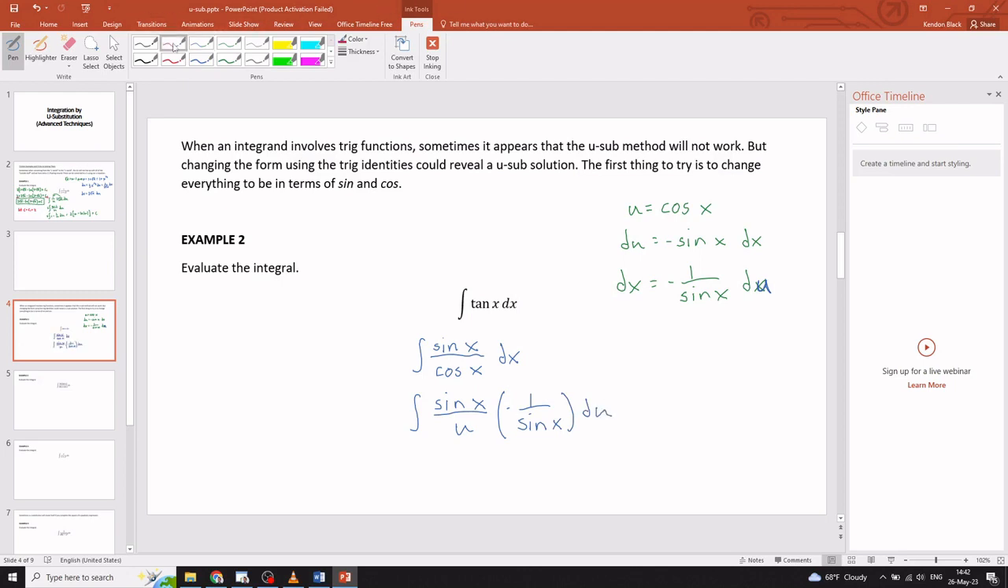Okay, the sine x's cancel. We pull the negative outside of the integration symbol. So now we have negative integral 1 over u du. And the antiderivative of 1 over u is ln, absolute value of u. It's an indefinite integral, so we do plus c. And now we have negative ln, absolute value, cos x plus c.